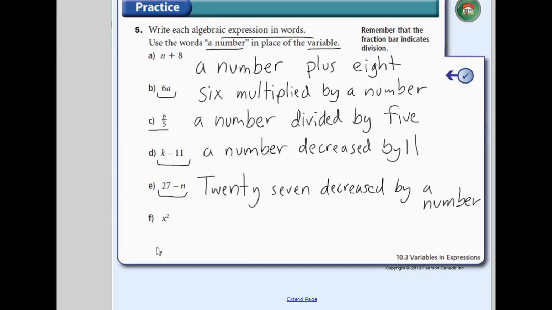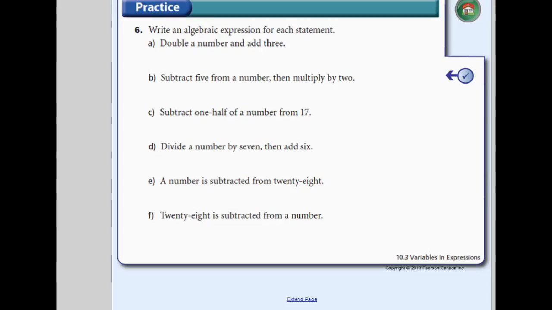And finally, we have x squared. Well, what would that be? That's x times x, or a number squared. We could just say that. We could say a number squared, because that's all we're doing. We're taking a number and we're squaring it. Let's move on to number 6.